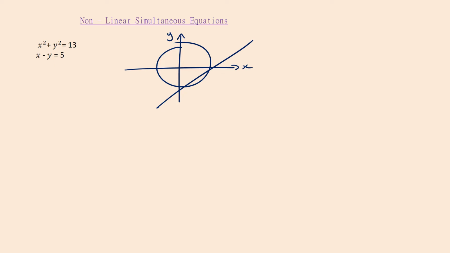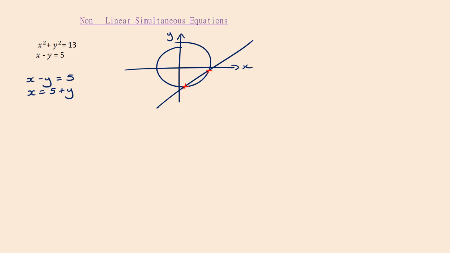You can see by my little sketch that the line intersects the circle in two locations, and what that tells us is that we are to expect two answers to this question. So your very first step is to take your linear equation and make either x or y the subject. I can see that by adding y to both sides, I'm going to get x equals 5 plus y, which is great because I've now made x the subject of this equation. It's on its own on the left hand side.